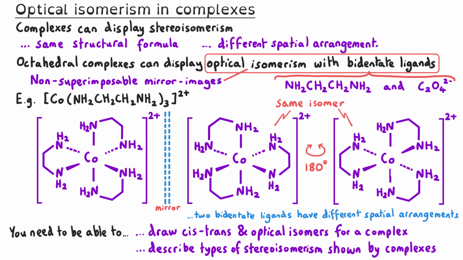You need to be able to draw cis, trans, and optical isomers when given the formula for a complex. And when drawing optical isomers, you would only need to draw the two diagrams that I'm showing here either side of the mirror, not the rotated complex. And you also need to be able to describe the type of stereoisomerism shown by different molecules or complexes.